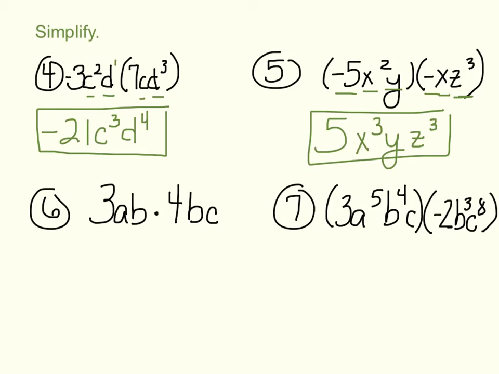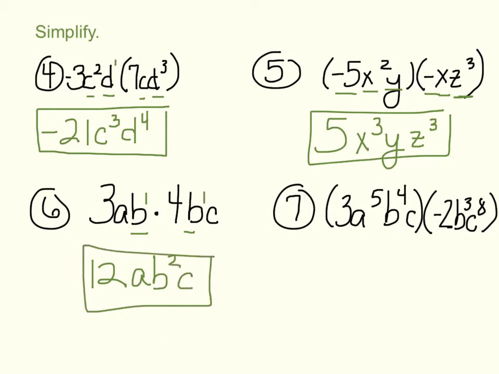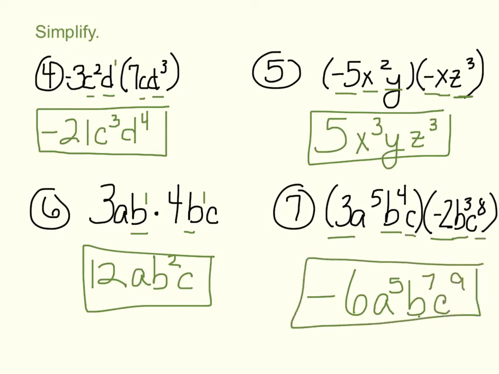Number 6, if you did it correctly, 3 times 4 is 12. There's just an a. b times b, the biggest mistake there is, everyone puts b. There's a 1 on both of these. If you add them, you get b squared. And then c. Number 7, 3 times negative 2 is negative 6. a to the 5th times nothing gives you just a to the 5th. b to the 4th times b to the 3rd is b to the 7th. And c times c to the 8th is c to the 9th. And there's your answers for the next part.